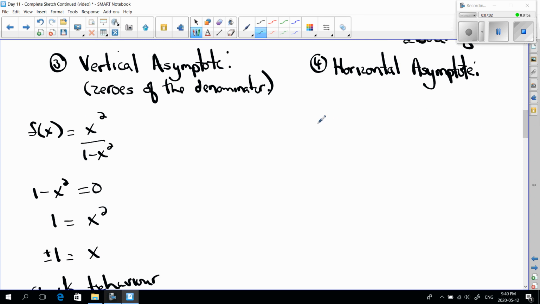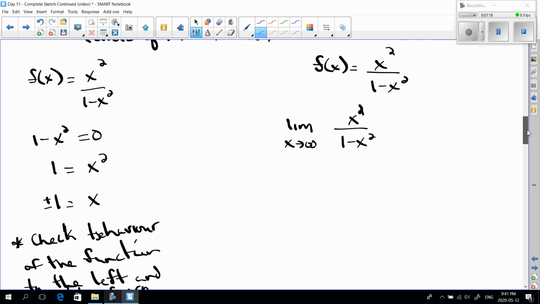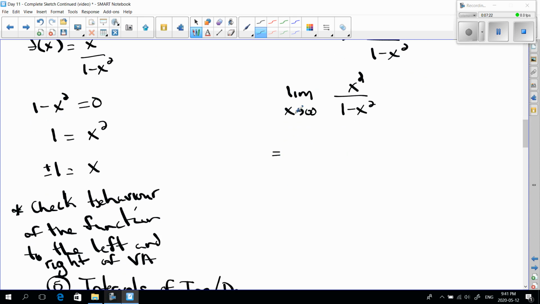The horizontal asymptote. Again, we use the original function. What I want to do here is evaluate the limit as x approaches infinity of x squared over 1 minus x squared. Now, some textbooks will say divide everything by the highest degree. Others will say divide everything by the highest degree in the denominator. It's all good. In this case, it wouldn't matter because the highest degree is x squared. So I'm going to divide the numerator and the denominator by x squared.